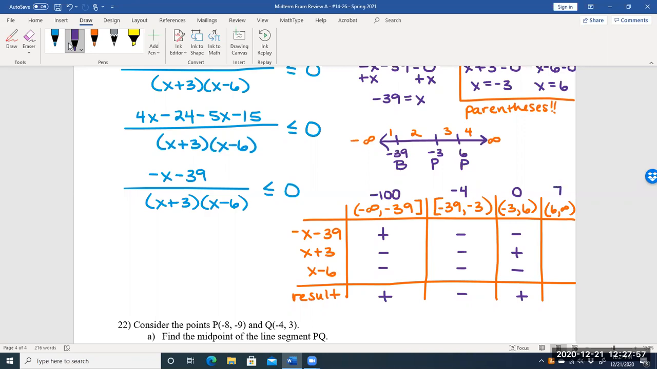And I know I'm going kind of fast, but hopefully we're getting the hang of this. This is our third sign chart of this video. So we've got negative, positive, positive. So that would be negative.